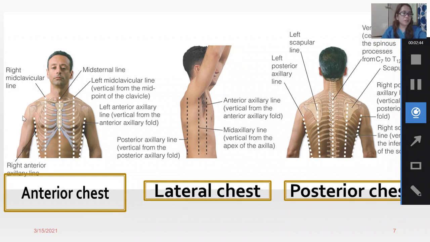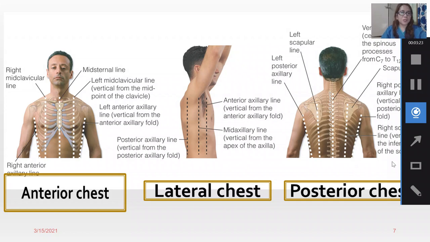So, meron lang tayong mga landmarks na dapat tatandaan ninyo, especially when you are doing the assessment. Okay? Ito yung right midclavicular line. Okay? Nasa gitna yan. Right anterior axillary line. The midsternal line. The left midclavicular line. And the anterior axillary fold. Okay? So, the same sa lateral chest, meron ding mga landmarks. And also on your posterior chest.